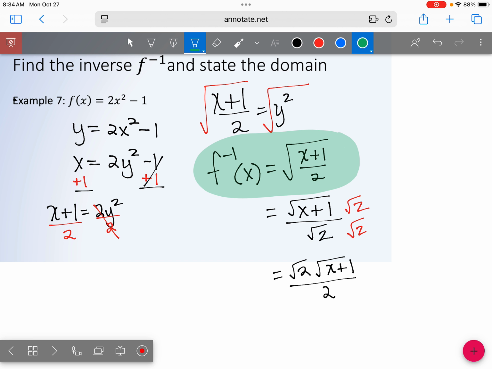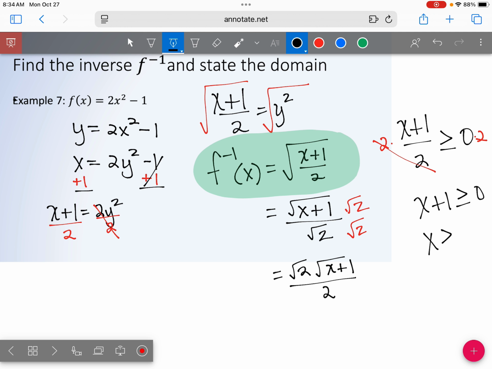So now let's talk about the domain. So you have x plus 1 over 2 has to be greater than or equal to 0. Multiply both sides by 2. So then that means that x plus 1 has to be greater than or equal to 0, because 0 times 2 is 0. Subtract the 1, x has to be greater than or equal to negative 1. So my domain is bracket negative 1 to infinity.